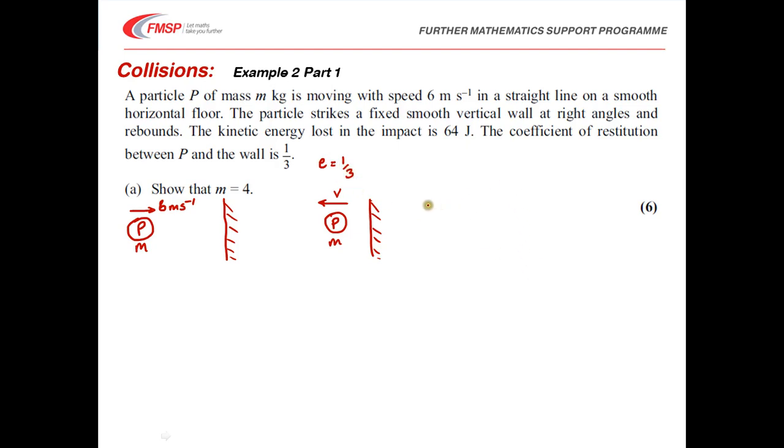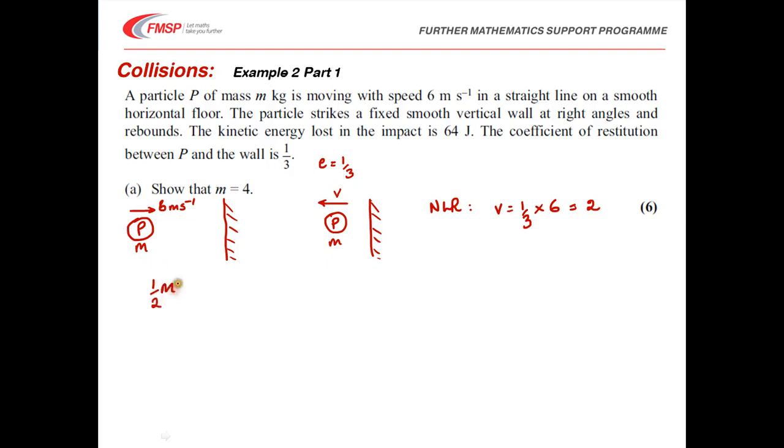Okay, so using Newton's law of restitution, we know that separation speed is E times approach speed, so v equals a third of 6, which is 2 meters per second. That means that the kinetic energy is 64, and all we're missing from the kinetic energy calculation now is the mass. So let's just put in that kinetic energy calculation.